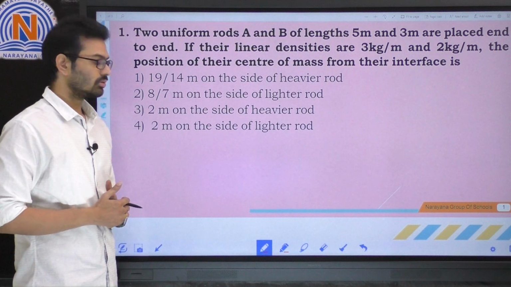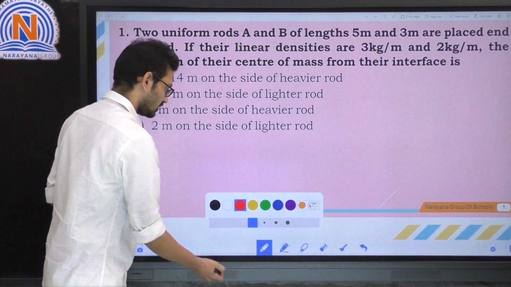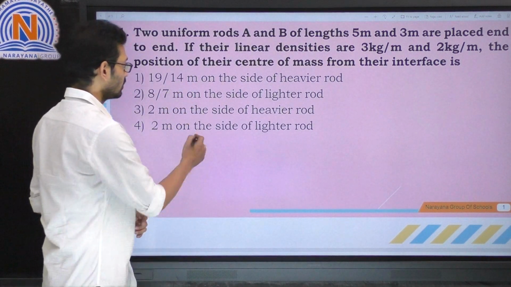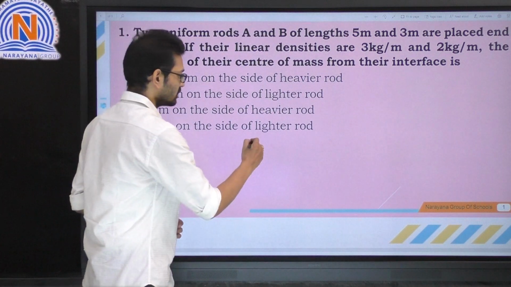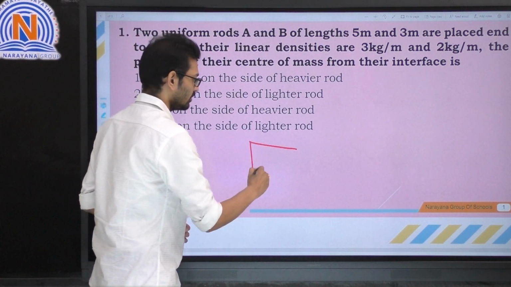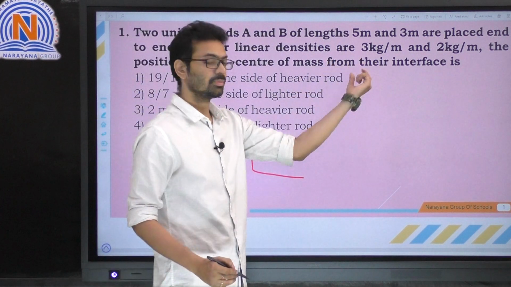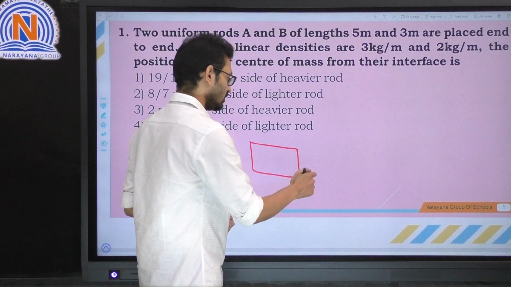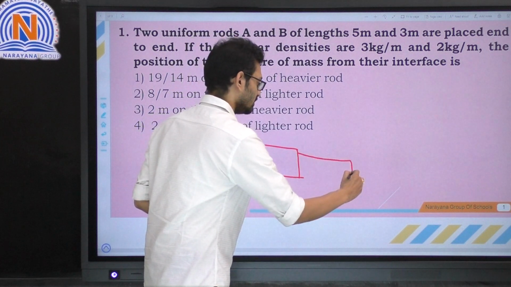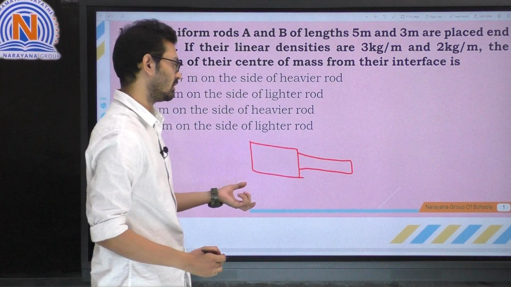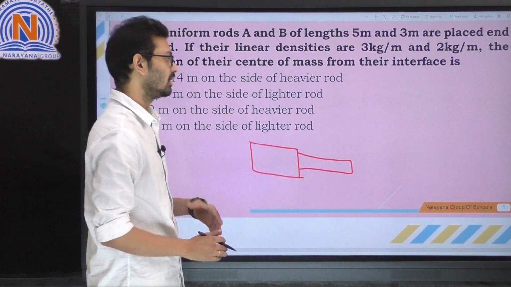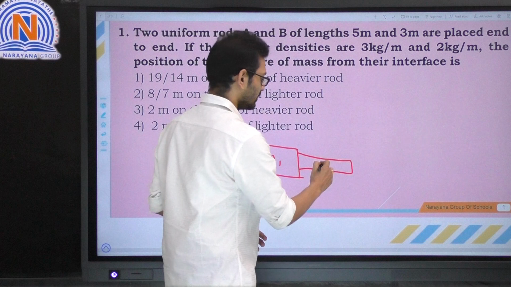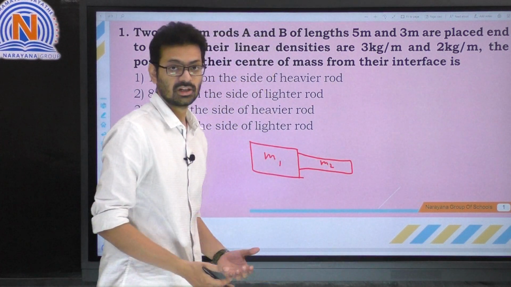So if you want to find the center of mass of this particular system, you would go in this manner. Let us take the first rod, which has more density, as a little bigger one. This is the first rod, which has 3 kg per meter as density, and let us join it with another rod. Take it a little smaller than this one, because this is the bigger rod and that is the smaller rod. Now let this rod have some mass m1 and this rod have some mass m2. We don't know the masses; we have to find them.